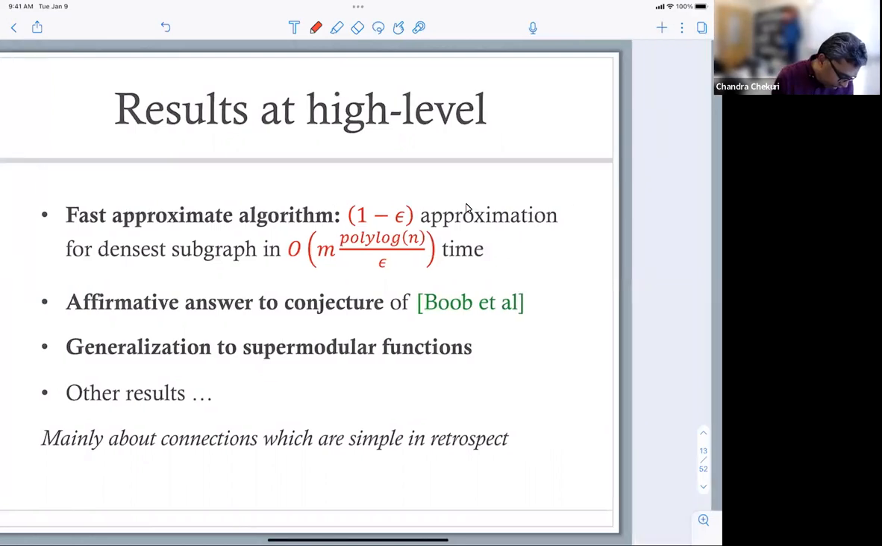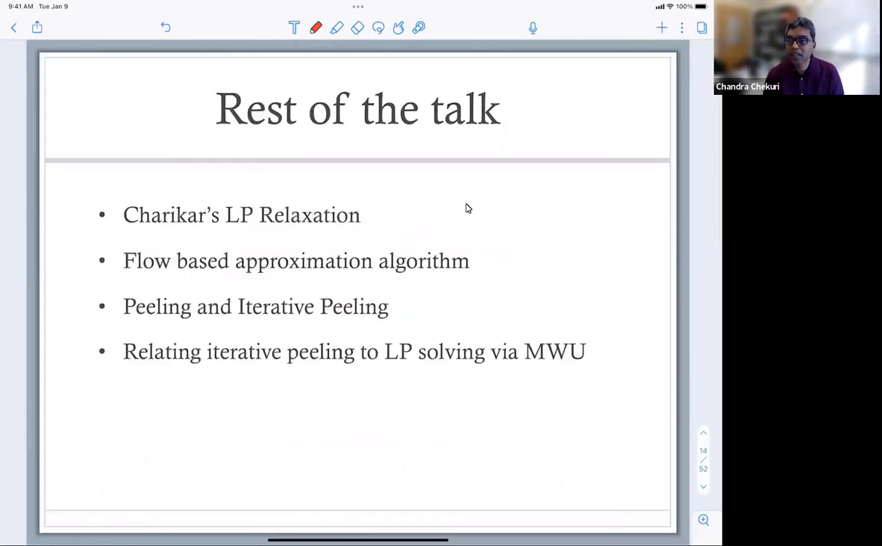Okay, so now the rest of the talk. I will start with Charikar's LP relaxation, which has been very influential for this paper for sure, but also in the literature, and it opened up several nice directions. I'll start with that, and I'll tell you briefly about the flow-based approximation algorithm, and talk about the greedy peeling algorithms and some variations of that, and how we resolve this conjecture made by this set of authors. Okay, so that's the plan.